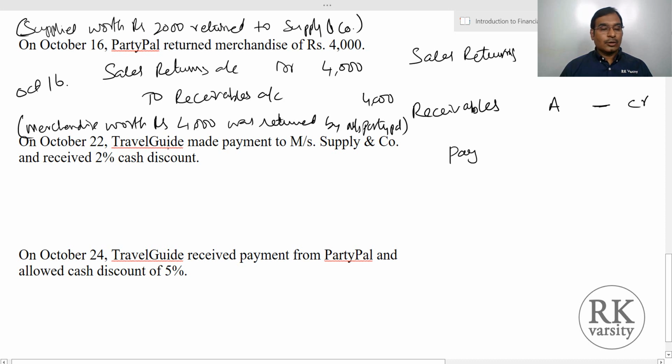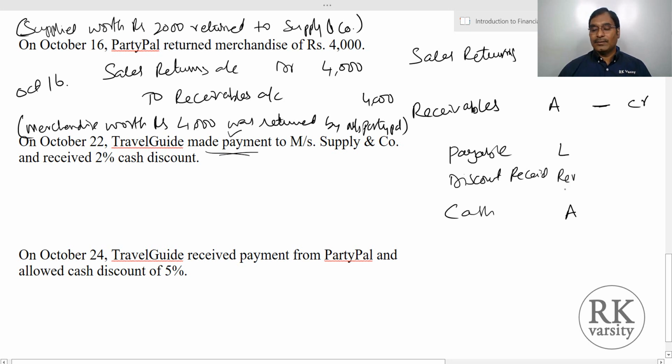On October 22nd, Travel Guide made a payment. So here we made a payment to Messrs. Supply and Co. and received 2% cash discount. So one is your payable account, and second one is a discount, that is discount received, and the third one is the cash. So here you are making a payment in cash. So cash is an asset, payable is a liability, discount, let us say, is a revenue.